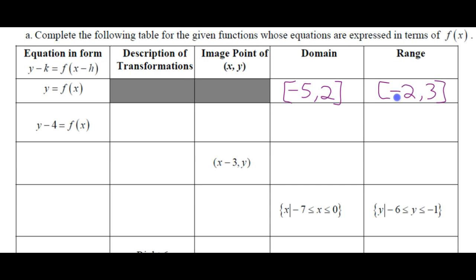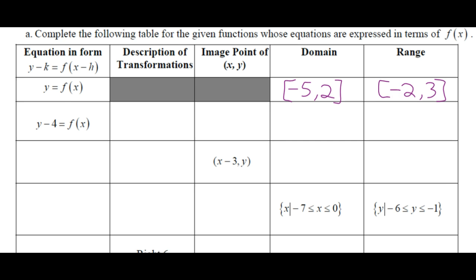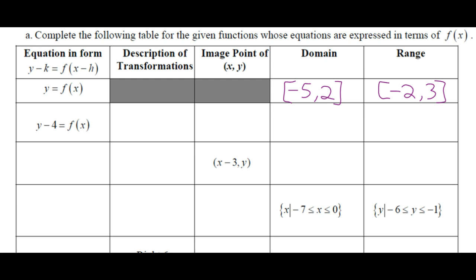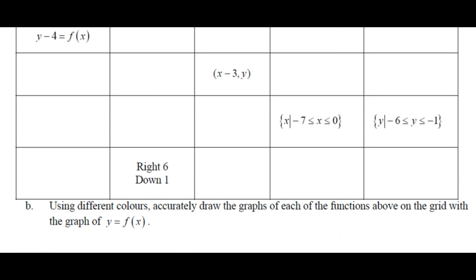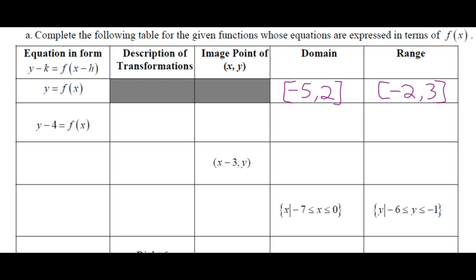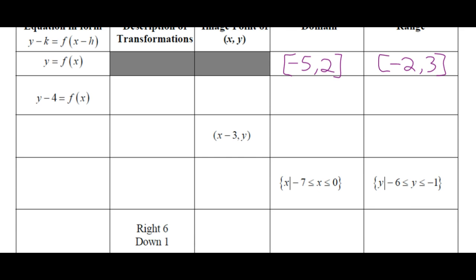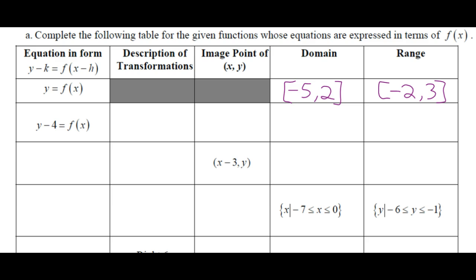-2 to +3? Okay. So you notice here, we've got a description of transformations column, one of which is filled in. We have an image point. Here's the problem, I guess. So we could just rewrite this as... cross that out. I guess I should have gone set notation here just because there was set notation already there, but now there isn't set notation there anymore. It's interval.